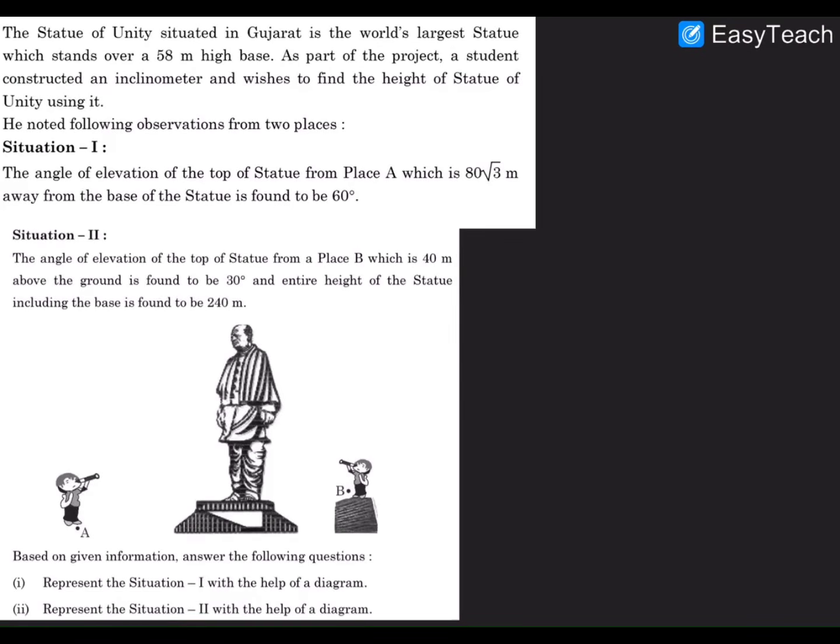Hello everyone, one of the trigonometric questions. The statue of unity is given and two situations are given. The angle of elevation of the top of the statue from place A, which is 80 root 3 meters away from the base of the statue, is found to be 60 degrees.